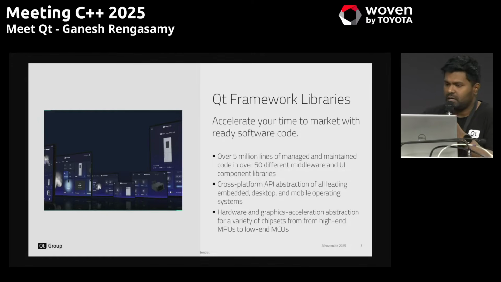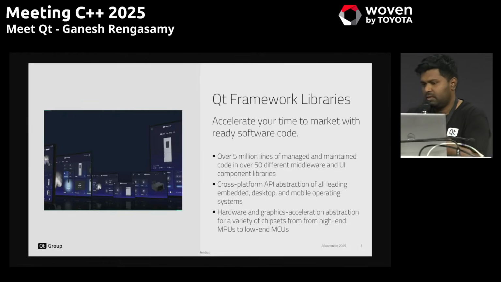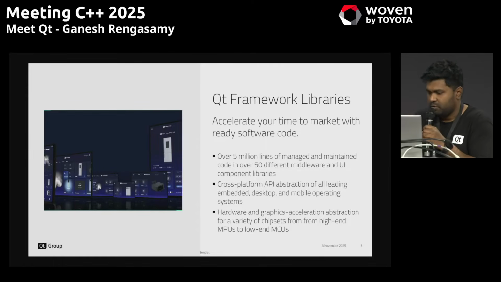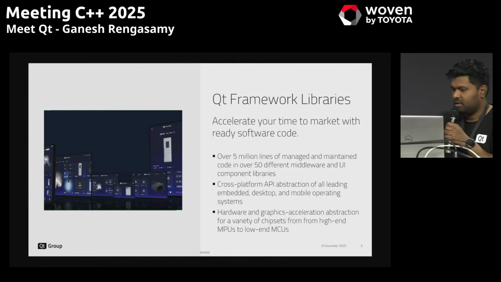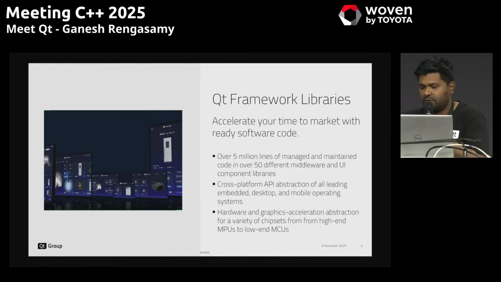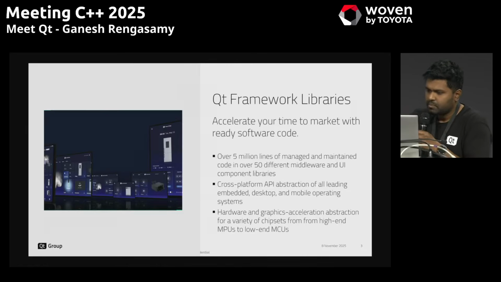And of course, the main aspect of the Qt framework is that it's cross-platform, and the APIs are all abstracted, so you can run on multiple different platforms. I'll be demonstrating one of those platforms here, but you can also see others outside at the booth. To make it fully abstracted, the hardware and graphics acceleration is also abstracted. You can run it on a range of embedded devices, on high-end MPUs and also on low-end MCUs.